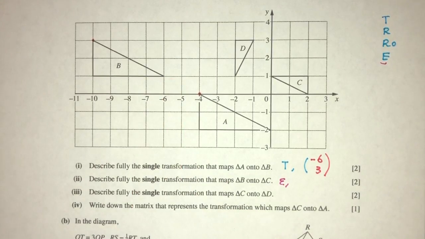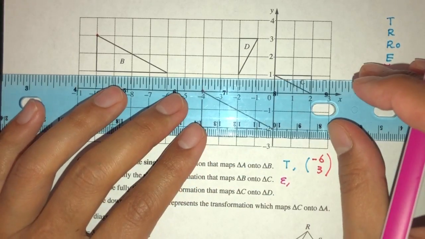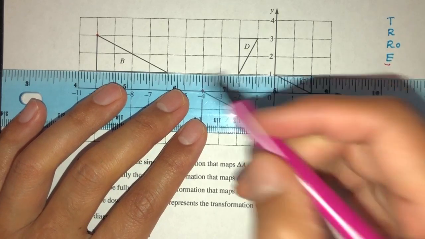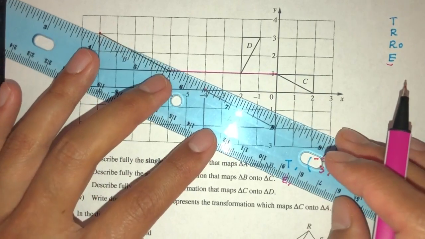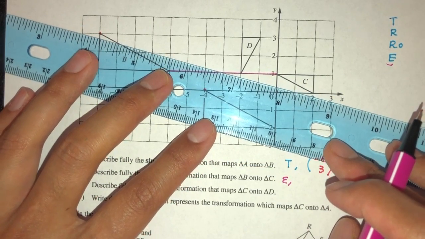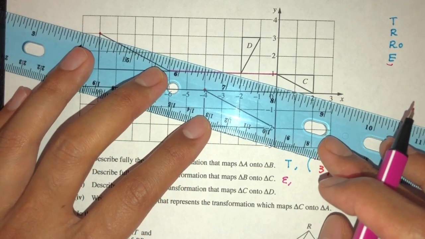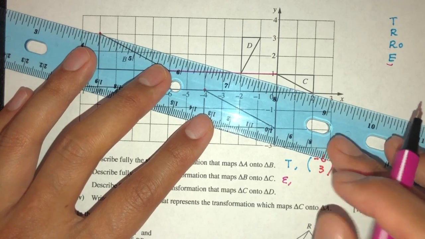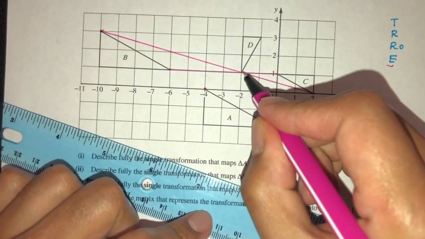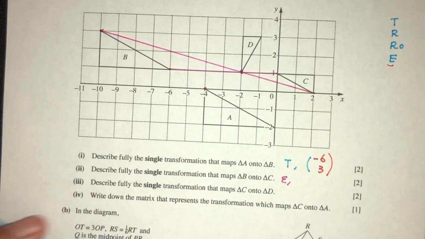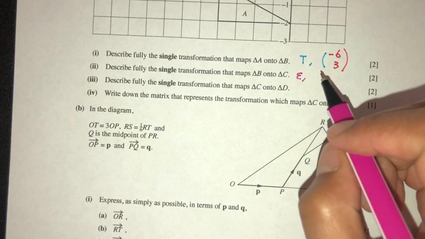So this point became this point, right? This became this. And we know this became this, so let's join them together. Now where they meet will be the point or the center of enlargement. So as you can see, they meet right here. This is the center of enlargement, so minus 2, 1.